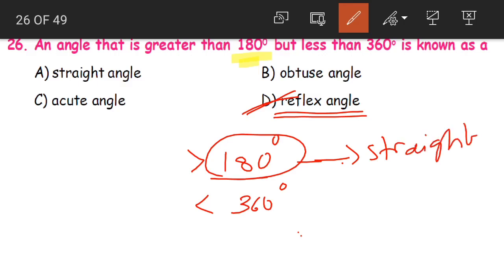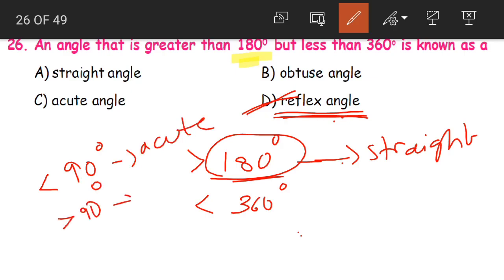When an angle is more than 180 degrees, it is called a reflex angle. When an angle is less than 90 degrees, it is called an acute angle. And when it is greater than 90 degrees but less than 180 degrees, it is called an obtuse angle. Is that clear, children? Yes. So our correct answer for this is reflex angle.